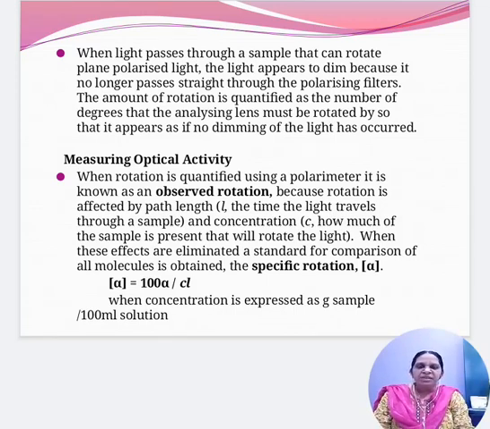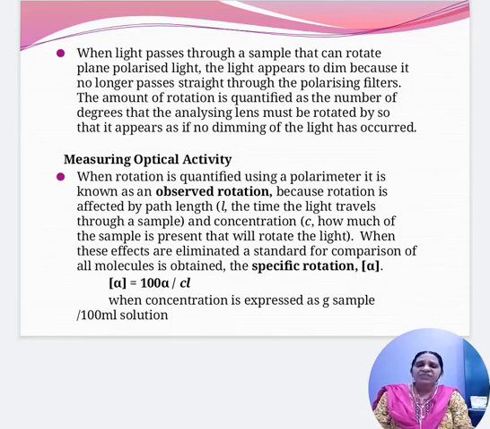There are two parameters which affect the rotation. It depends on the path length, that is the distance the light travels through the sample. And it depends on the concentration of the sample, that means how much of the sample is present to rotate the light.